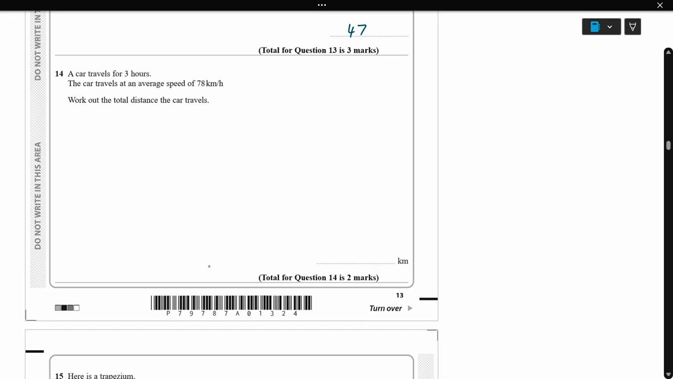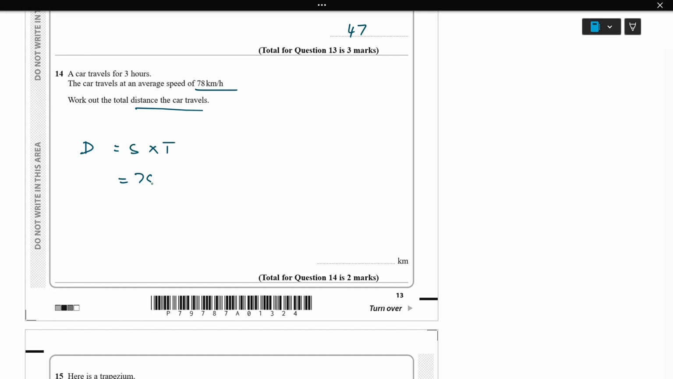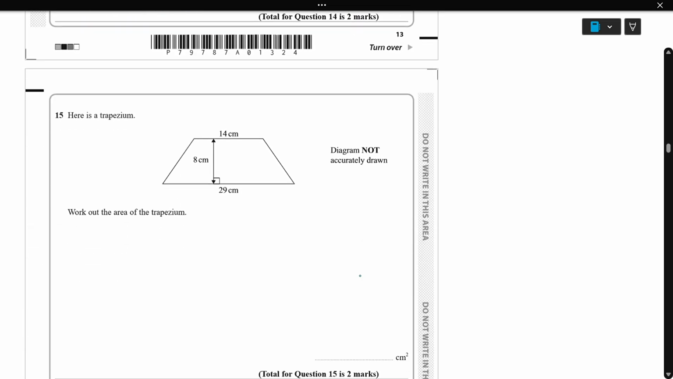A car travels for 3 hours at an average speed of 78 km per hour. What's the distance? Distance equals speed times time. So 78 times 3, which is 234. So the distance is going to be 234.